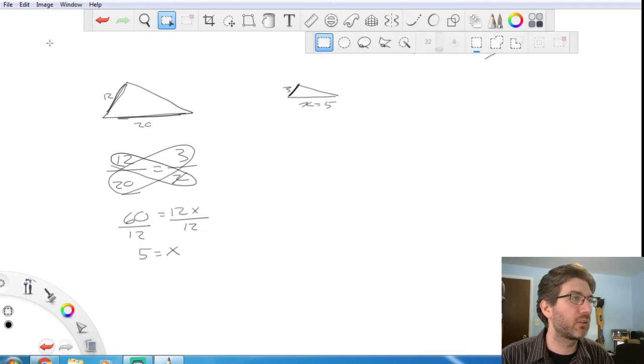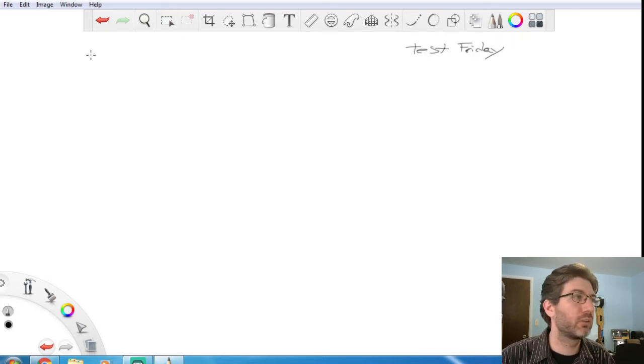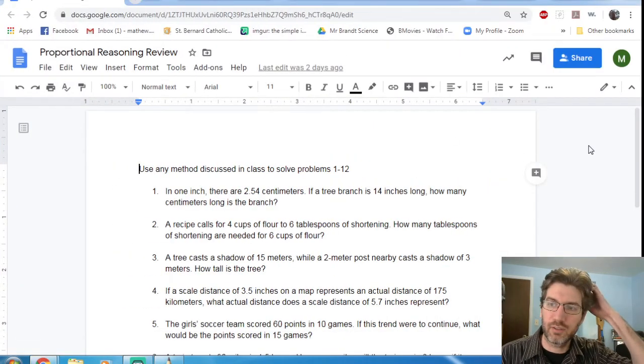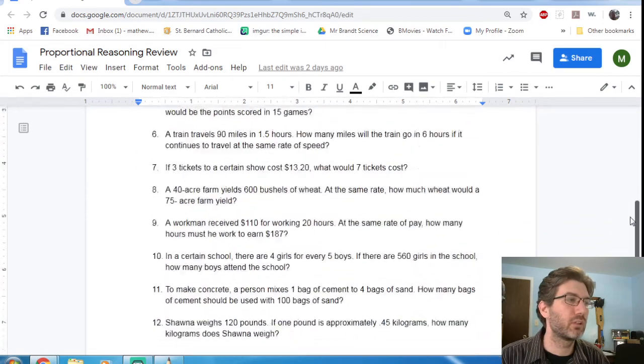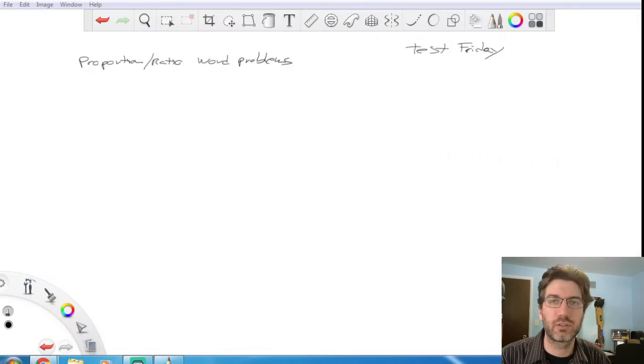With that, your review for today are the word problems. So you're going to be doing proportion, ratio, however you want to call it, word problems, and that's from the Google Classroom. So you have a document like this in the Google Classroom. You can see there are 12 word problems there. You can solve them any of the methods that I showed you in class, making tables, things like that. Yeah, Logan, we can start the docs.